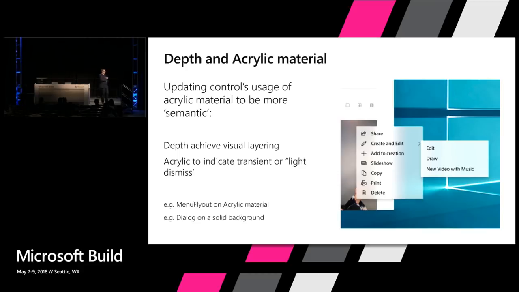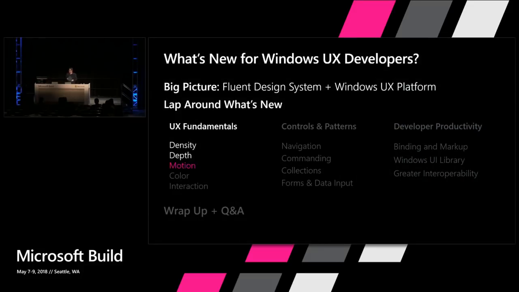Menus will have acrylic material on them, but things like a dialog won't. They'll both have depth and shadow, but for the ones that are light dismiss, there's an extra little semantic clue for you that they're light dismiss. You can click to make them go away because they're acrylic, all right? So that is what's going on with depth.